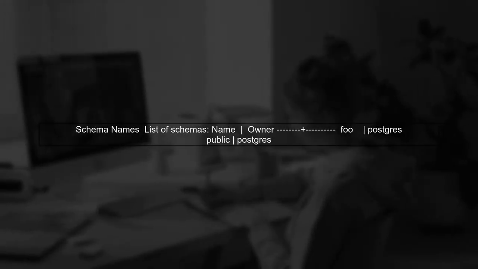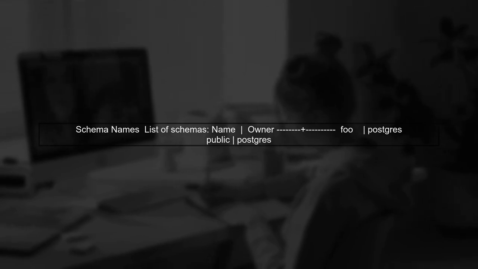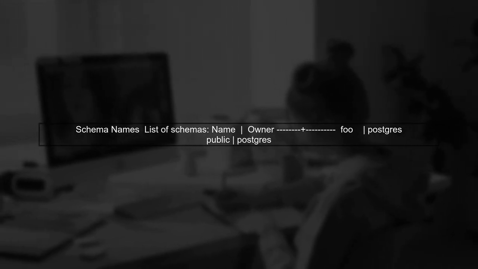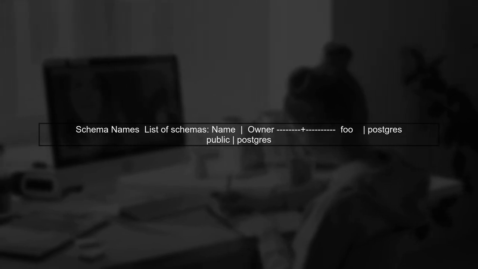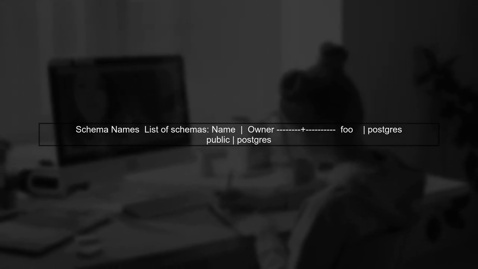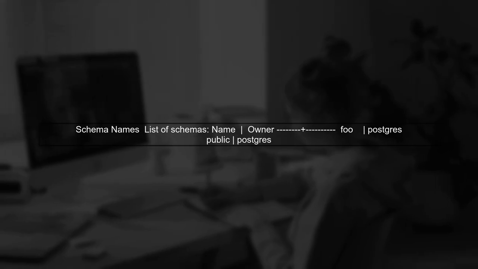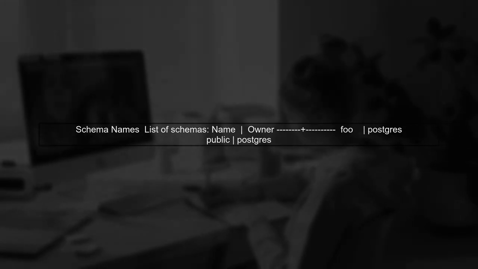From your output, we can see that the schema is actually named foo with a lowercase f. PostgreSQL is case sensitive when it comes to identifiers. To reference the schema correctly, you need to use the exact case. So instead of FOO, use foo in your SQL queries.